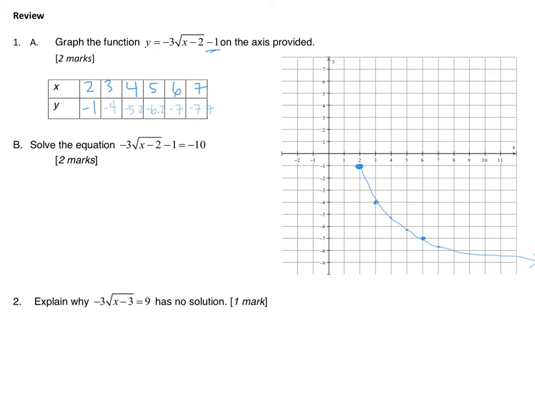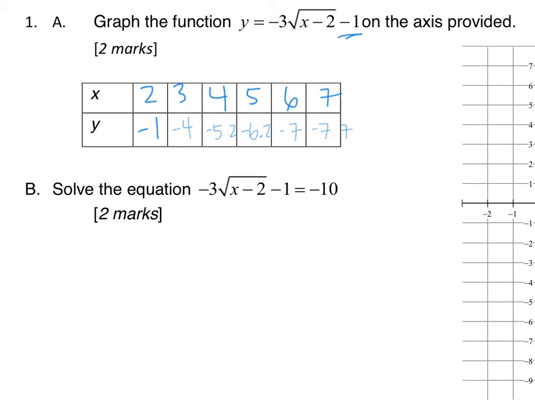Solve the equation of the same function we just graphed. -3 square root x minus 2 minus 1 equals -10. So we are just going to solve for x. So we can add 1 to both sides.